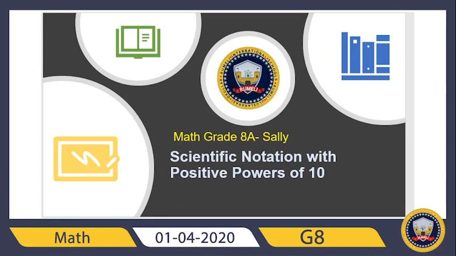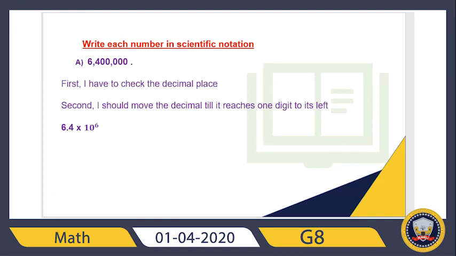We're gonna continue our session today about what we've covered yesterday, which is scientific notation with positive powers of 10. Let's continue our exercises about this topic, and we said that scientific notation is just compressing the number down and making the number simple and easier for us to read in a simple way.